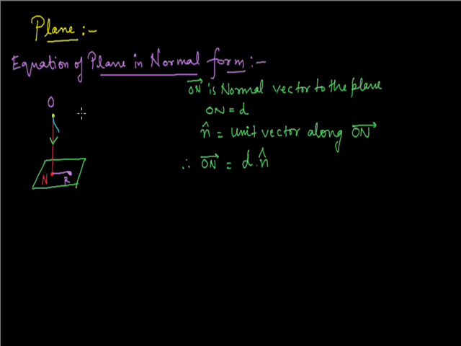Then if I join O and R, let's say this vector is R vector. It will represent this position R. So position vector of this particular point R is R vector. This is ON vector and let's say this is NR vector. Now you can see that this NR vector lies in the plane and this ON vector is perpendicular to the plane.